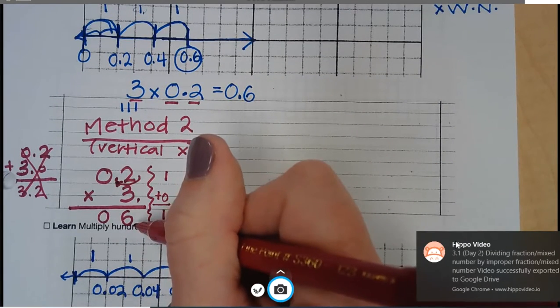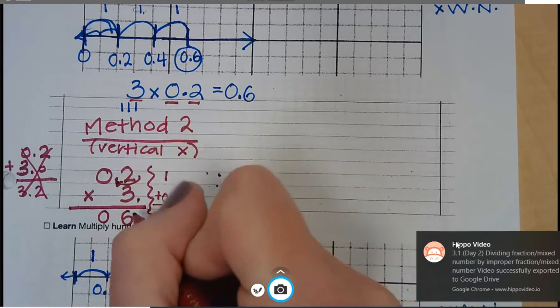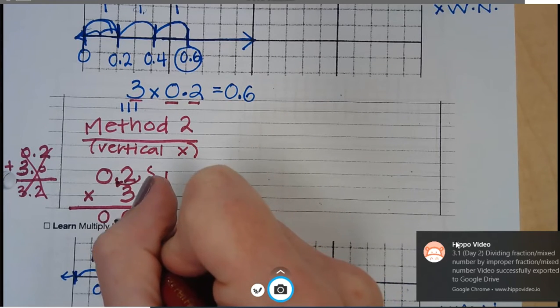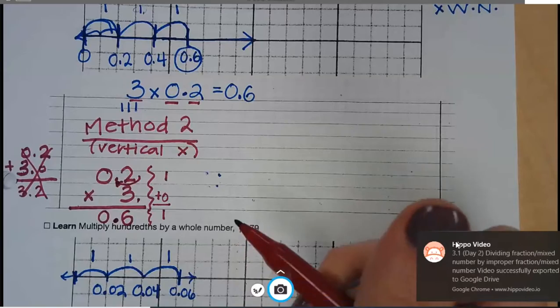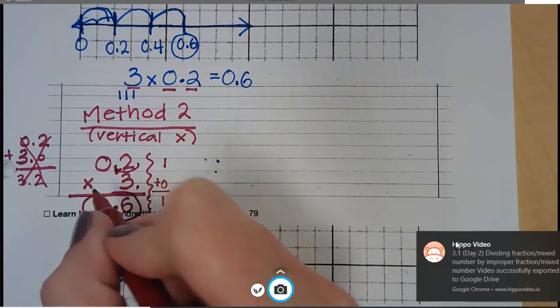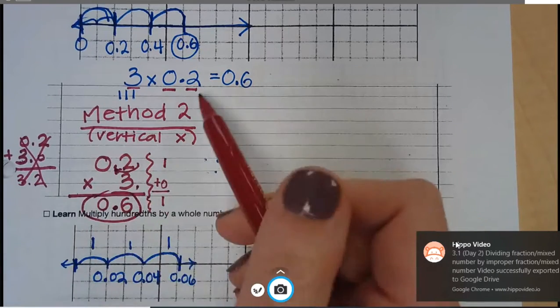So I have my product, and I'm going to take 6. Here I am at the far right of it, and I'm going to move my decimal point over 1. 2/10 times 3 should be 6/10. You should be able to see that that matches with what we found in method number 1.